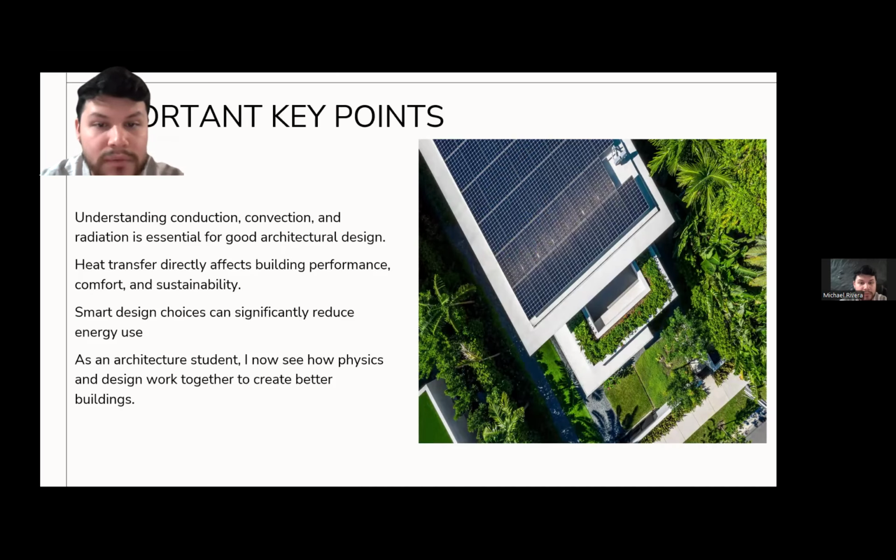Basically, understanding heat transfer completely changed how I look at design. It's not just about making a building look good, it's about how it performs. As an architecture student, I feel like this is something I'll definitely keep in mind. In future projects, I'll be considering the placement, materials, and a lot of these little details that many people overlook.